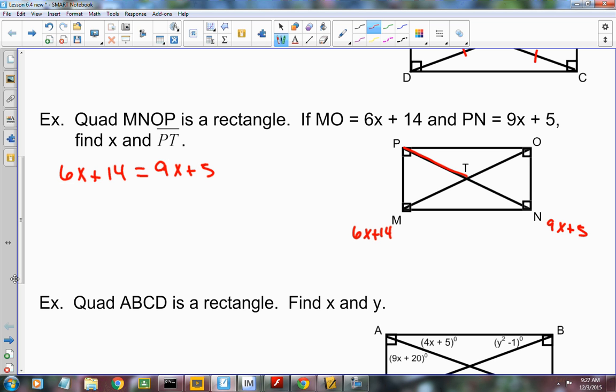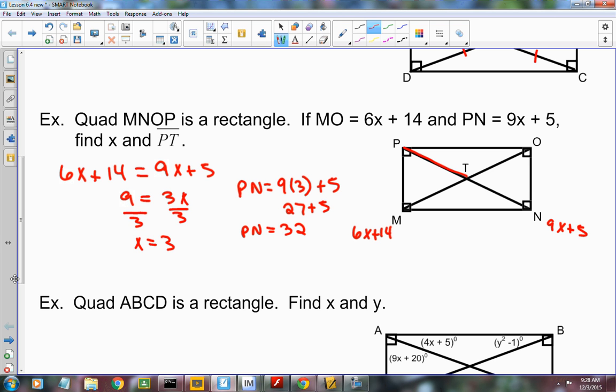Okay, subtract 6x from both sides. Subtract 5 from both sides. Divide both sides by 3. And so my x is going to be 3. But then I want to go and find PT. What am I going to do to find PT? What do I have to find first? The whole segment, PN, right? So I'm going to find PN first, so I can plug 3 in there. 9 times 3 plus 5, which is 27 plus 5, which means PN is 32. So if PN is 32, what's PT going to be? It's going to be half that, which is 16.